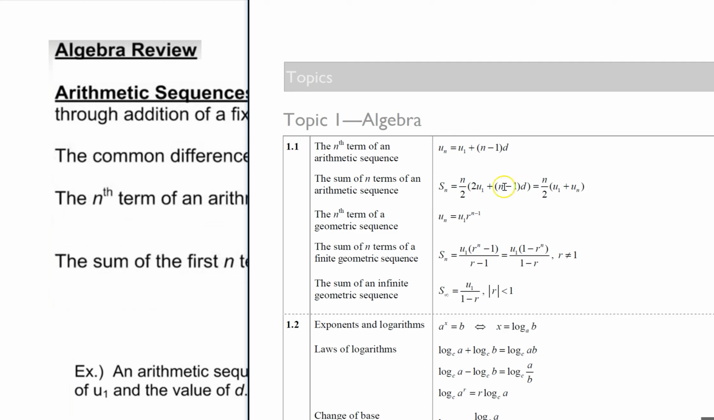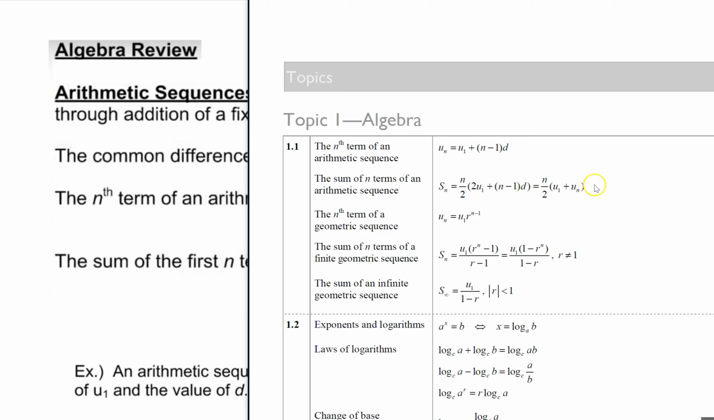If we're looking for the sum of terms, there's actually two formulas here. It does not matter which one you use. I actually prefer this one because all you need is the first term, the common difference, and the number of terms. This one, if you're going to use the shortcut, you need to have the last term, which is a process to find sometimes. You'd use this formula to find it. But it all depends on what they give you.